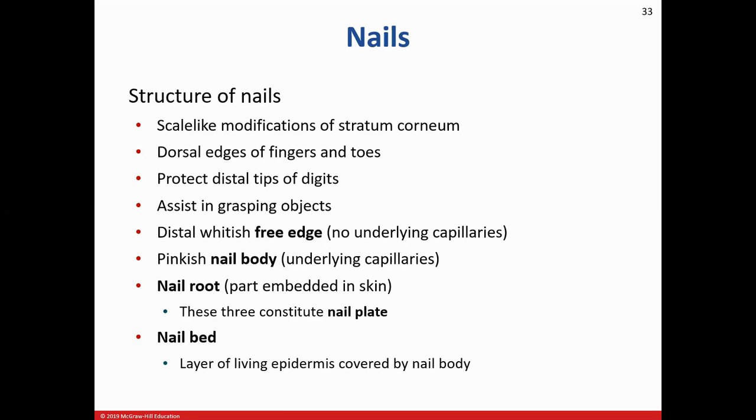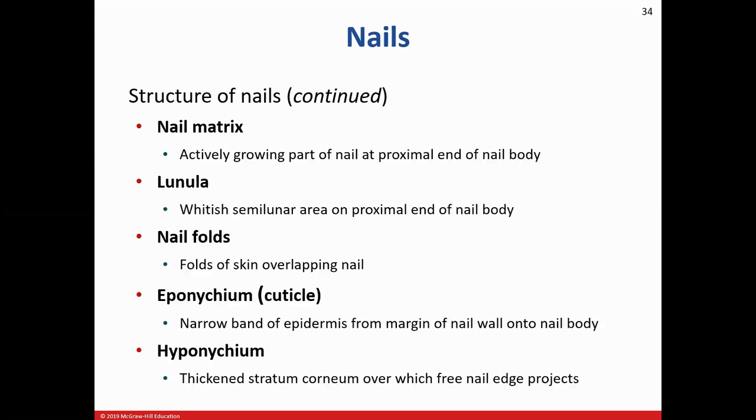The nail bed then is the layer of living epidermis that's covered by the nail body. We also have a nail matrix, and the nail matrix is the actively growing part of the nail at the proximal end of the nail body. Remember your terminology, proximal and distal. Distal is going to be farther away from the point of origin. Proximal is going to be closer.